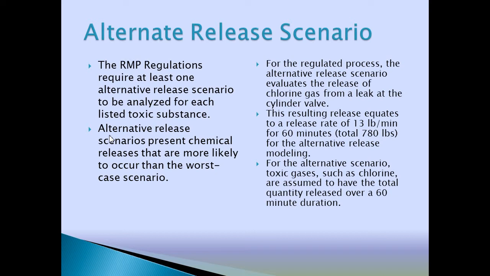And that is not like the worst case. It's not on your very bad day. So it's going to be a different circle of influence. As I have the slide up so you could read everything there, this is again talking about chlorine for this test facility, and the resulting release for this chlorine gas leak is going to be a release rate of 13 pounds per minute for an hour, equaling 780 pounds in this alternate release modeling. And that scenario is saying that you assume that quantity of chlorine released over a 60-minute duration.